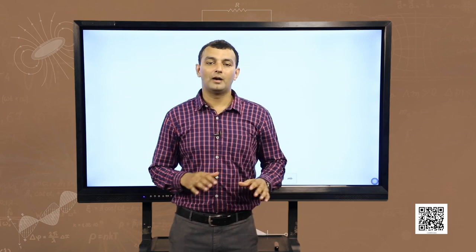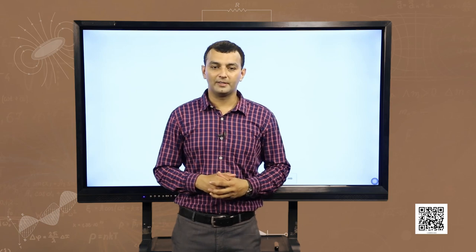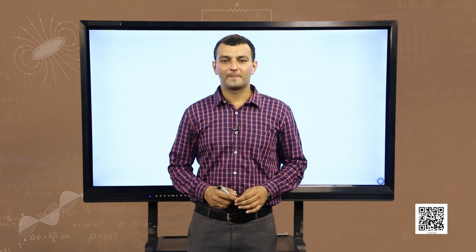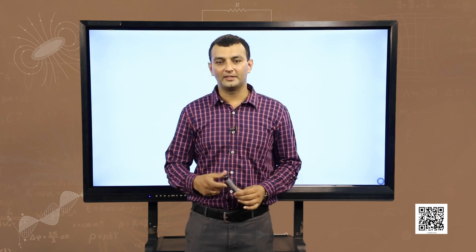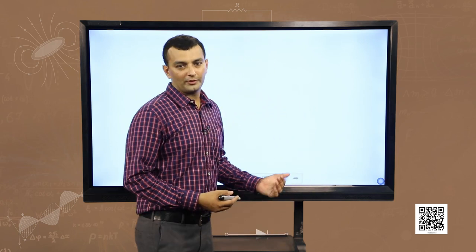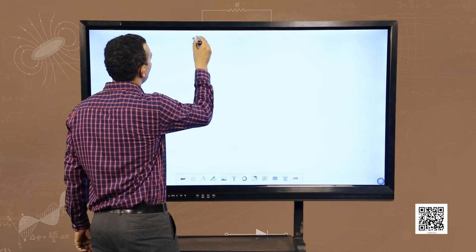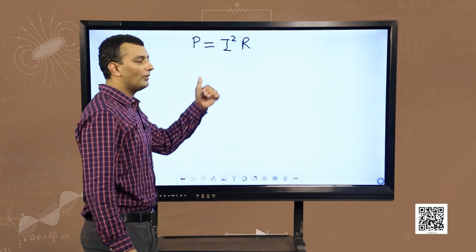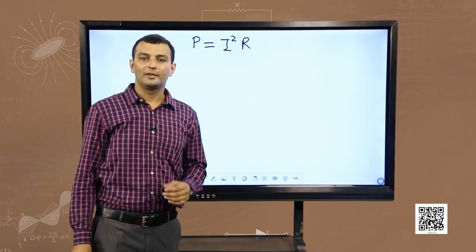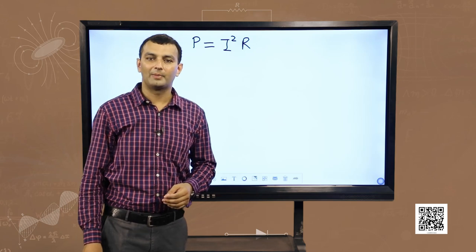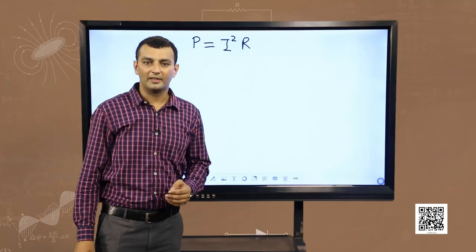The expressions for power show the dependence of the power dissipated in a resistor R on the current through it and the voltage across it. One of those expressions for power is P equals I square R. We will use this expression to explain why the transmission cables from the power station to the domestic or to the industrial supplies carry voltages at very high values.